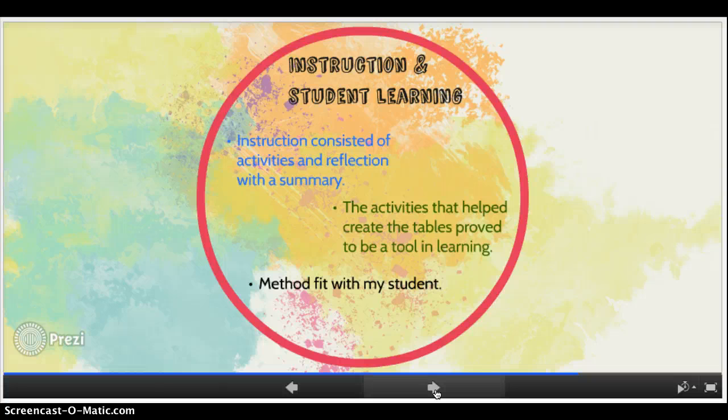Instruction and student learning: I feel like the instruction that was designed consisted of activities and reflecting on those activities and summarizing what those similarities and differences were, and that was the objective. The activities helped create tables that served as a tool to analyze the differences and similarities between the two. And I felt like the method fit with my student, my wife, on a professional and personal level.